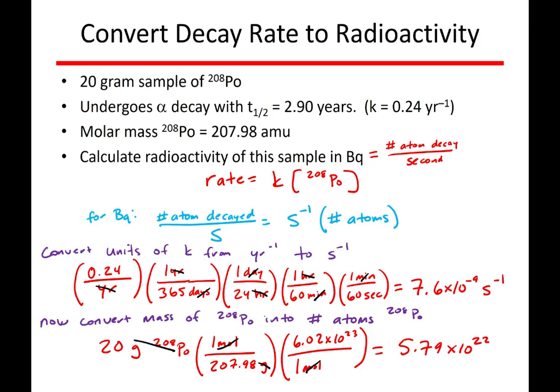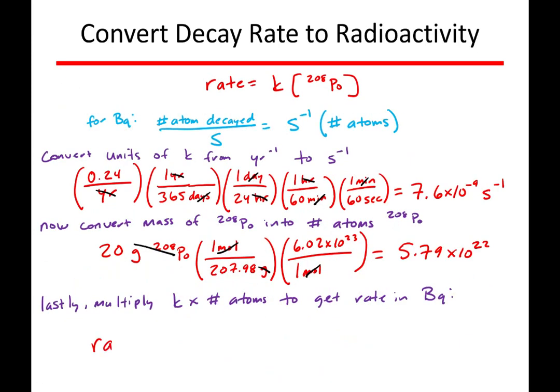The last thing for us to do is to multiply these two values together. Multiply the K by the number of atoms of polonium-208. So I'm again going to move everything up a little bit and then finish this problem off. All right, now what we're going to find is that our rate expressed in units of becquerel will be the rate constant K, which is 7.6 times 10 to the minus 9 seconds to the minus 1, times the number of atoms of polonium-208, which was 5.79 times 10 to the 22 atoms.